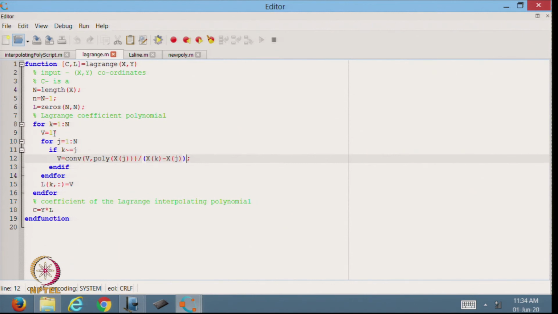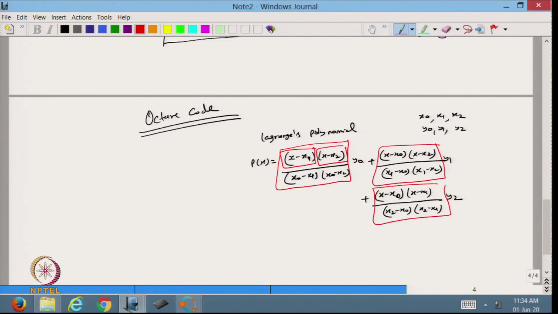So, once I have done this, then I can find the coefficients of the Lagrangian interpolating polynomial, that is y into L. So what is y into L? So this is y into L. This is my y and this is my L. So I am taking this as L and this is my y. From here I just take the multiplication and then my polynomial will come.